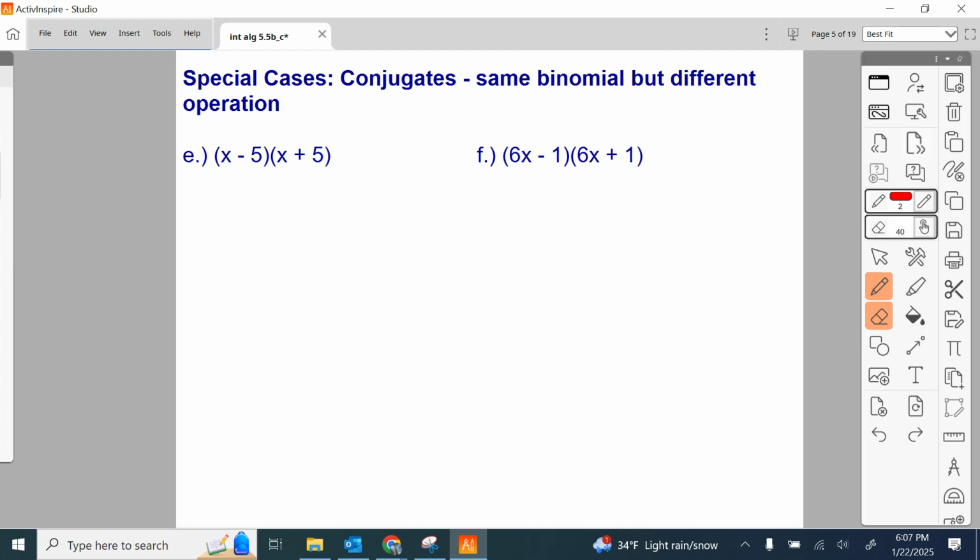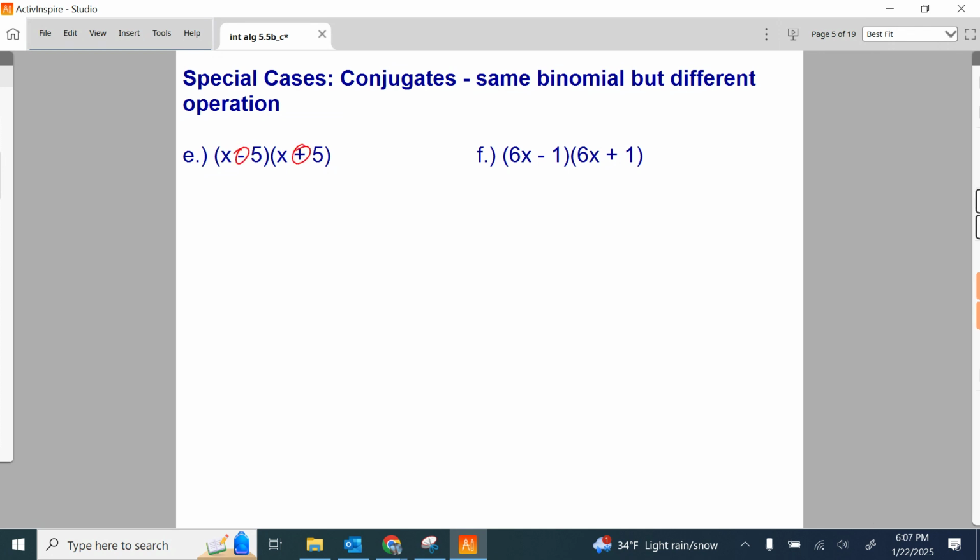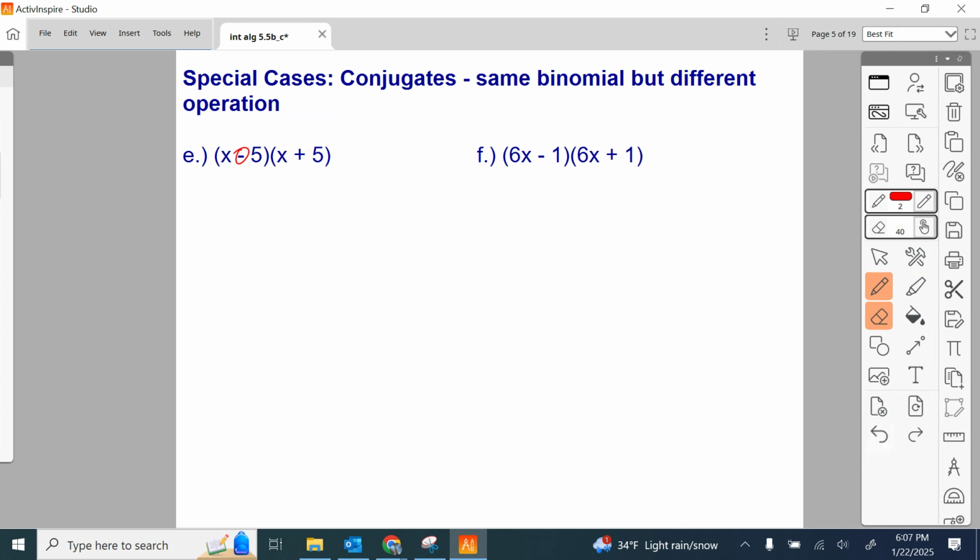And then let's take a look at some special cases, a couple unique problems that we have. First, we're going to deal with something called conjugates. These are the same binomial, but they have a different operation. So notice in problem E, we are dealing with an x and a 5. One of them is x minus 5. The other one is x plus 5. So they're identical, just one of them has a different operation than the other. One of them is going to be plus and one of them is minus. And something unique is going to happen. So let's take a look at what we get.